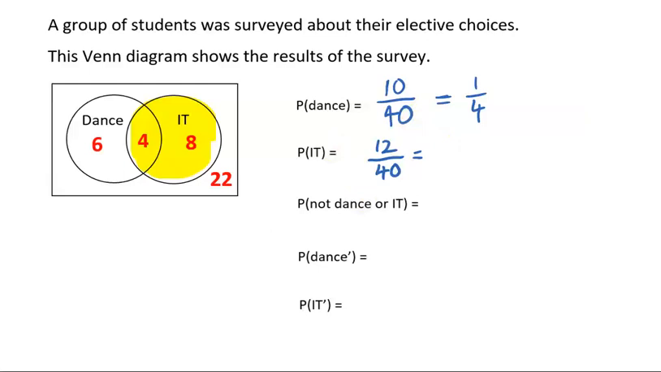So again, we need to simplify our fraction, and this will simplify down to 3 in 10. Our common factor here is 4. 12 divided by 4 is 3. 40 divided by 4 is 10. So there is a 3 in 10 chance that a randomly selected student participates in IT as an elective.